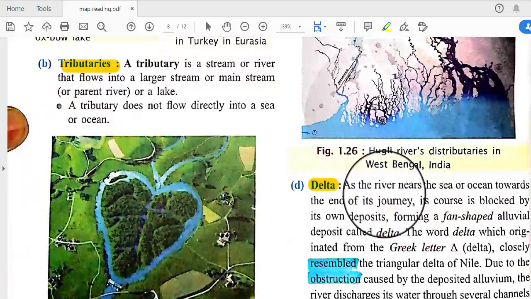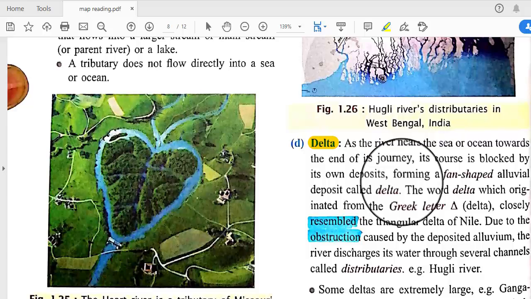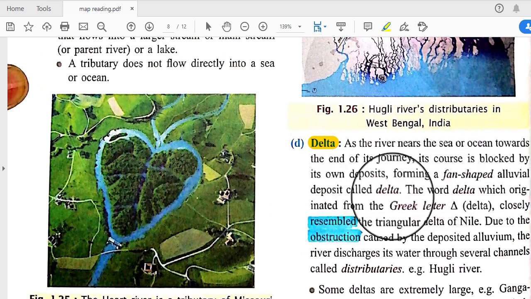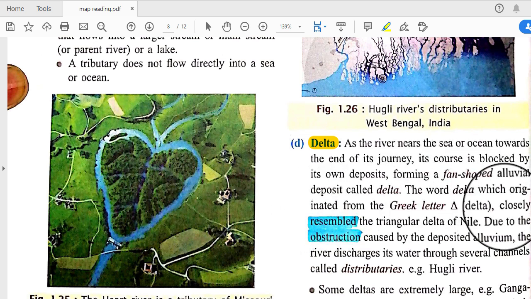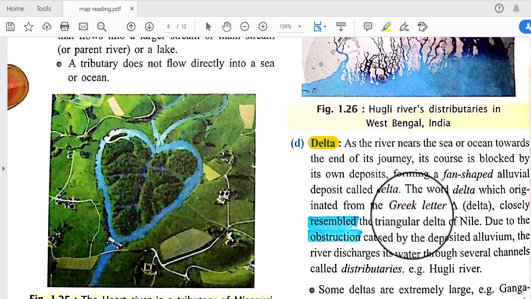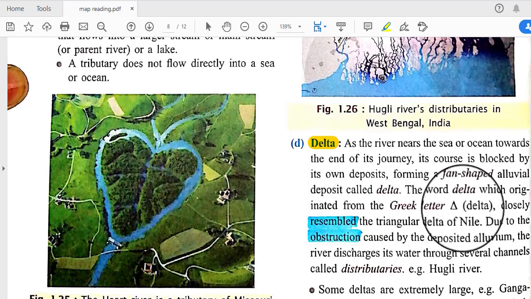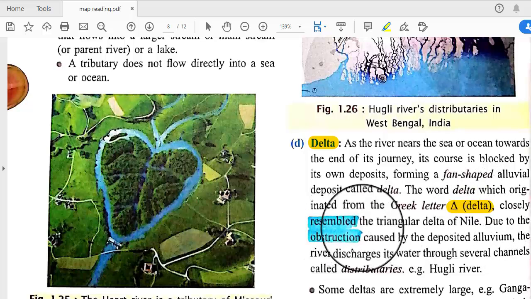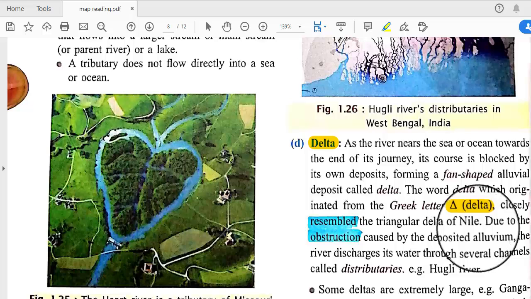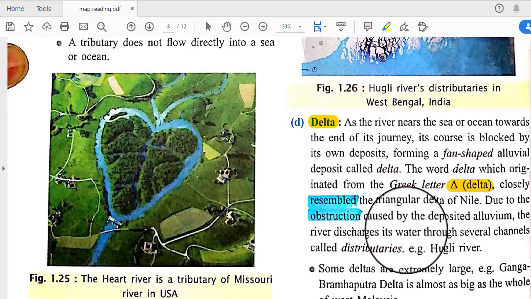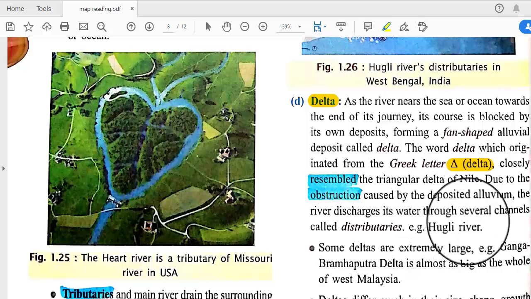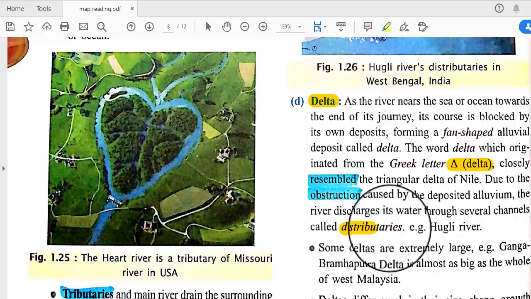Next is delta. What is a delta? As the river nears the sea or ocean towards the end of its journey, its course is blocked by its own deposit, forming a fan-shaped alluvial deposit called a delta. The word delta originated from the Greek letter delta and closely resembles the triangular delta of the Nile. Due to the obstruction caused by the deposited alluvium, the river discharges its water through several channels called distributaries.